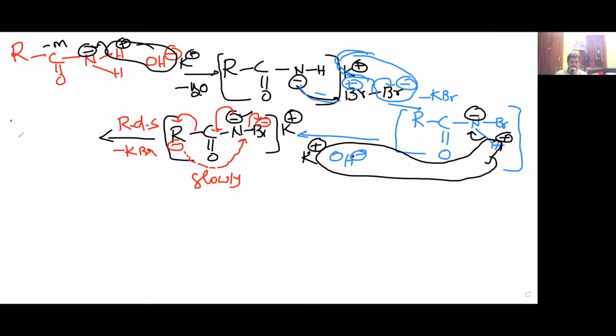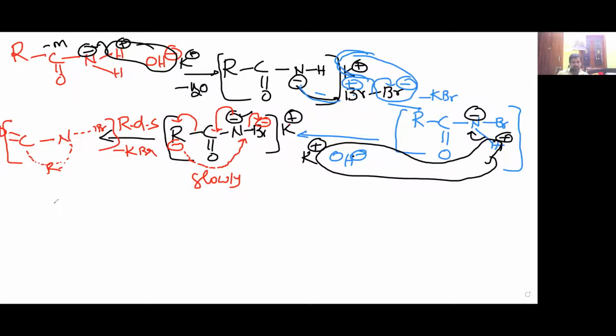That means what will happen? I will write it clearly. This is the C double bond O, N. The R group is migrating like this. The R group is attacking like this. Then Br minus leaves like this. Okay, very simple.